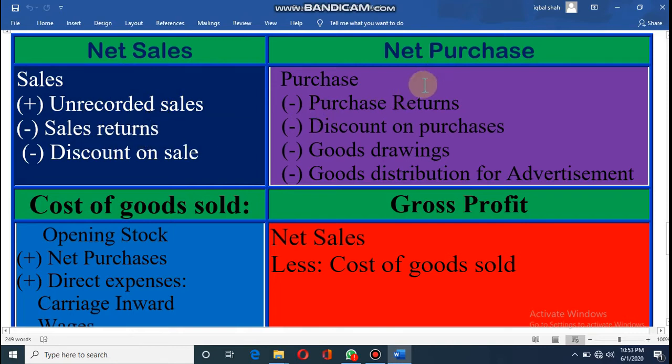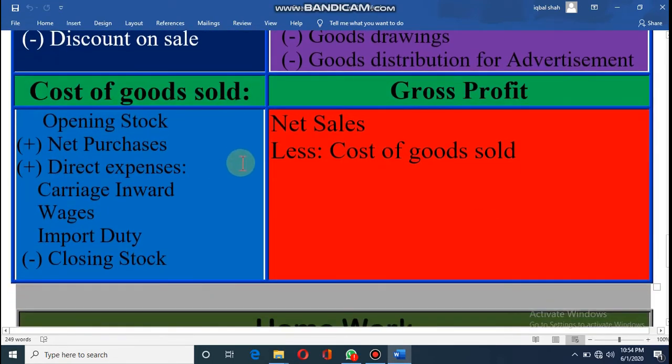Dear student, now net purchase. How will you find out net purchase? Purchase minus purchase return minus purchase discount minus goods drawing minus goods distribution for advertisement. Dear student, two things are more than in sales. Goods drawing: you know that the owner of the business may take goods from the business. That is goods drawing. If there is any goods drawing, it will decrease our purchase. If you distribute goods for advertisement, then it will also decrease our purchase. That's why these two items also will be subtracted from purchase. Then you will find out the net purchase.